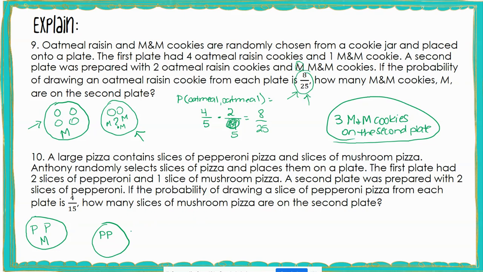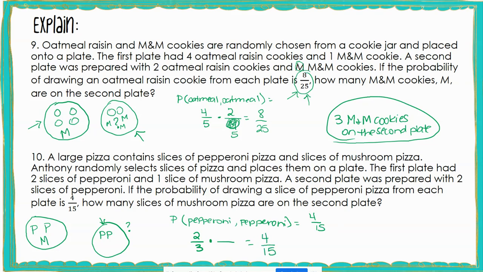on the second plate? So what we don't know is how many mushroom are on this plate. We know that the probability of getting pepperoni from both, so a pepperoni followed by a pepperoni, is 4/15. Well, the probability of pepperoni from the first plate is that there are 2 pepperoni out of 3 total slices. Well, we know that we would multiply that by the probability of pepperoni on the second plate, and when we find this, we have a total probability of 4/15.